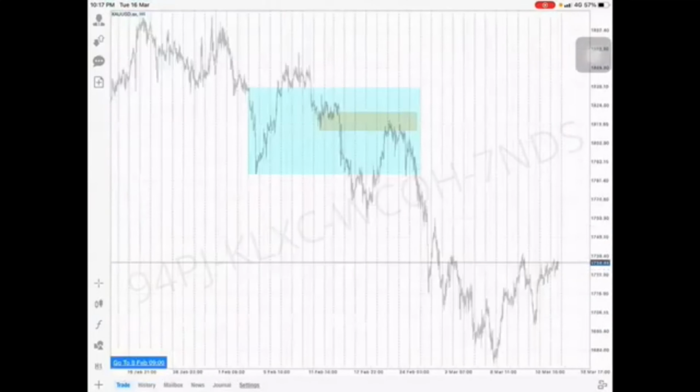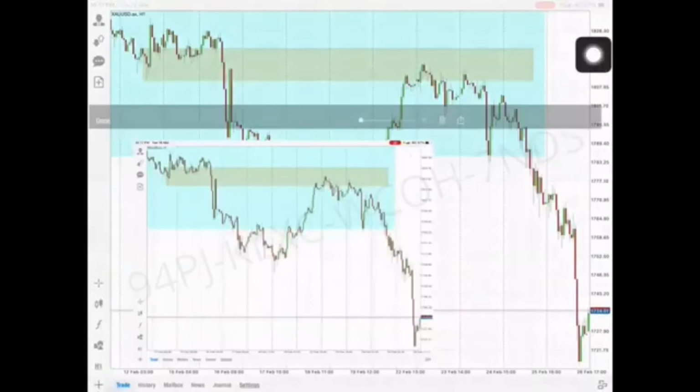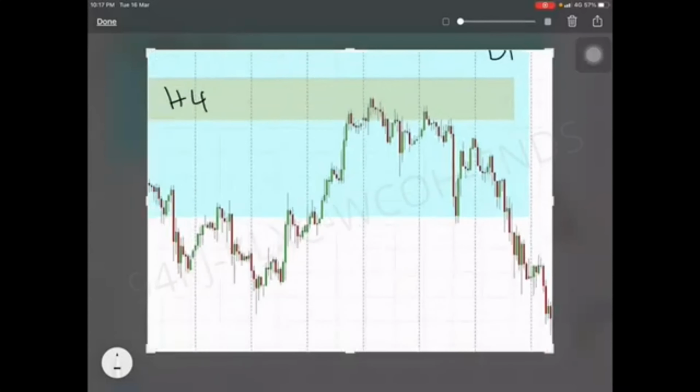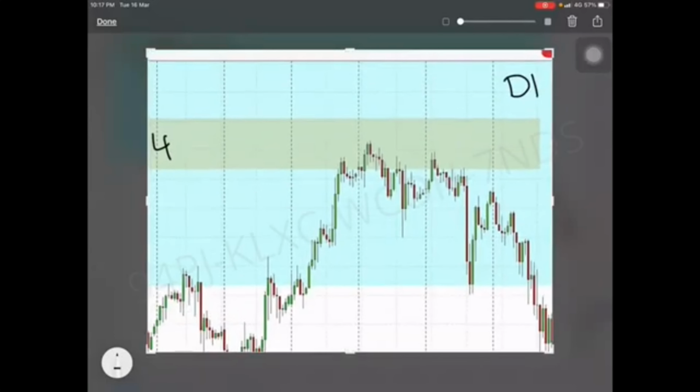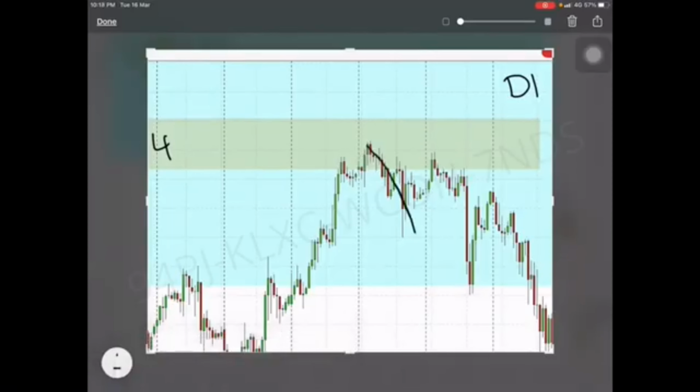So we're gonna go to H1. So this is the price. This is the daily zone and this one is the H4 zone. Now look here. The price comes to the H4 zone and made a sideways, right? And then it broke out of the H4 zone. Did you see this? Sell break.